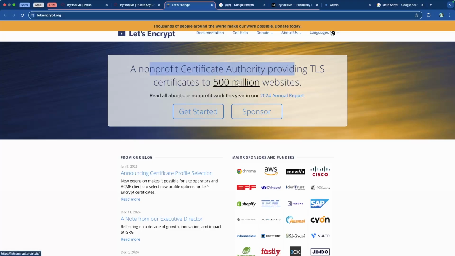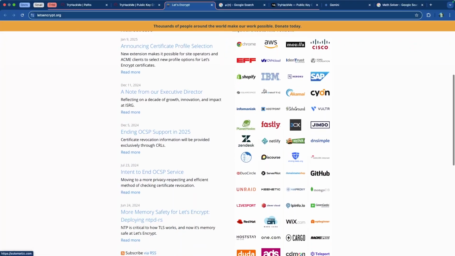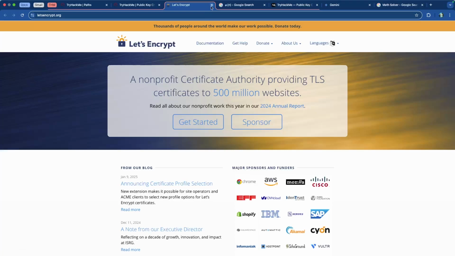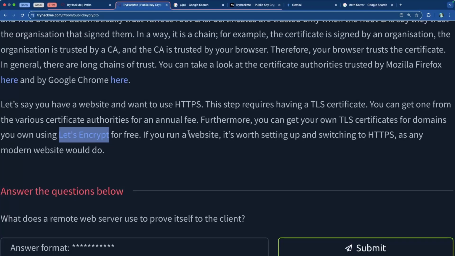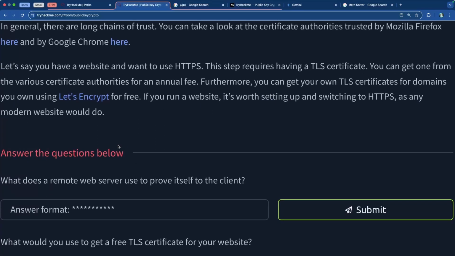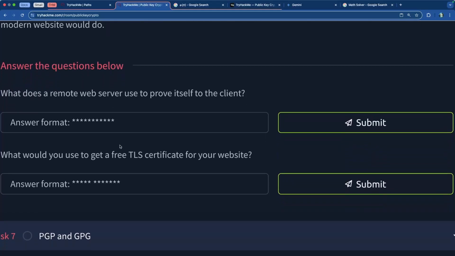It's a nonprofit certificate authority providing TLS certificates to 500 million websites because they are free. So a lot of different companies sponsor this website, and then you can actually get a solid free TLS certificate to encrypt your website. If you run a website, it's worth setting up and switching to HTTPS, as any modern website would do. And most browsers, if you go to a website that's HTTP and it's not encrypted, will give you a warning and won't even take you to the website. It says, hey, this website is not secure. Are you sure you want to go in there?